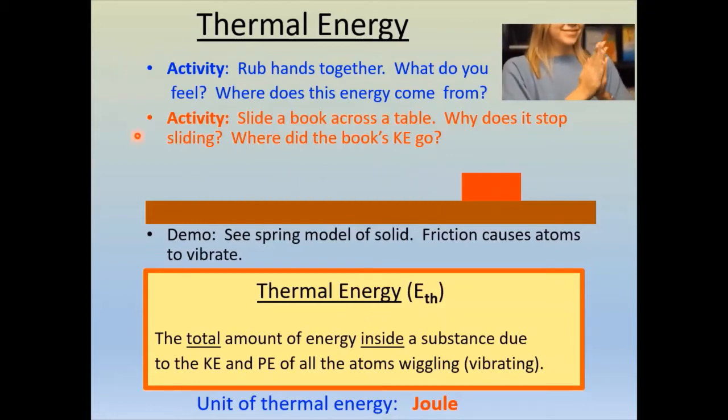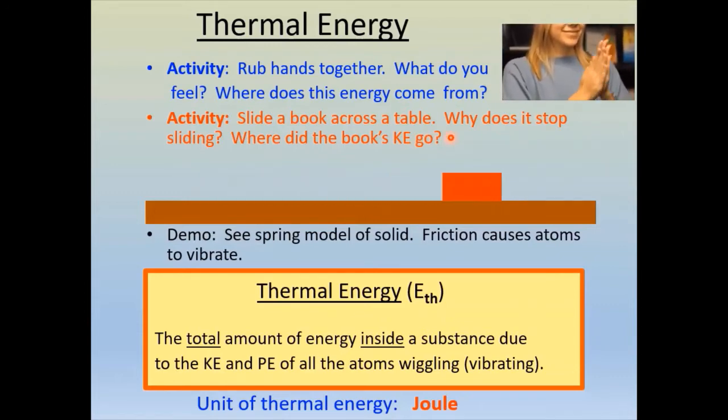Another thing we can think about is an activity here which is shown in this animation. Suppose we take a book and slide it across the table. The book starts out with a lot of kinetic energy, but then the book slows down and comes to a stop. And again, this is due to friction. The question is, where did the book's kinetic energy go?